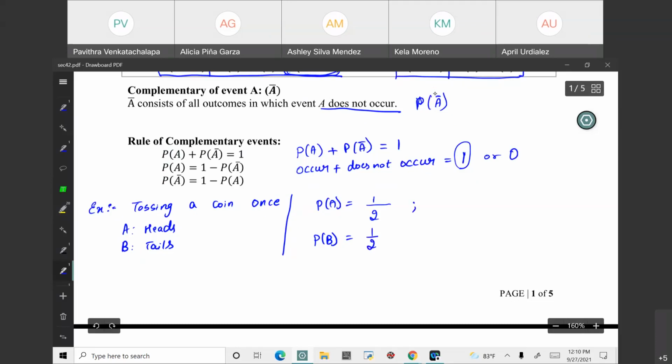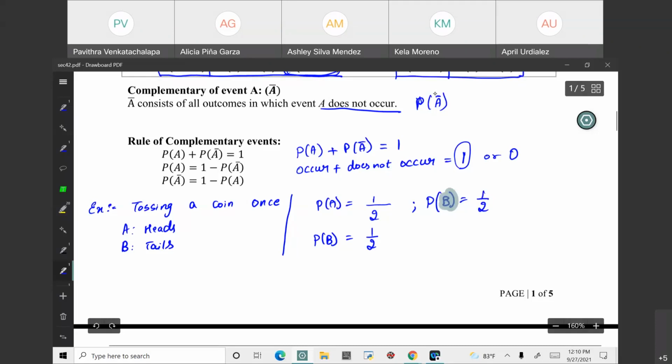I'll ask the same question in another way. What is the probability of not getting heads? Right? If I'm not getting heads, that means I'm getting tails. So what is the probability of not getting heads? Half. That means I'm getting tails. So it has to be half. That's why I denoted it as P of B.